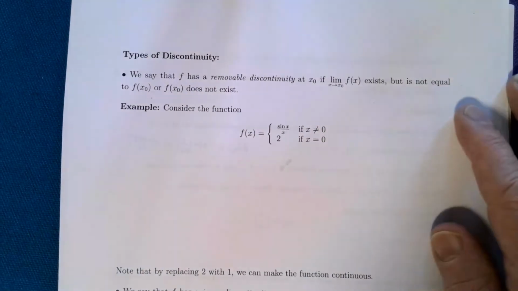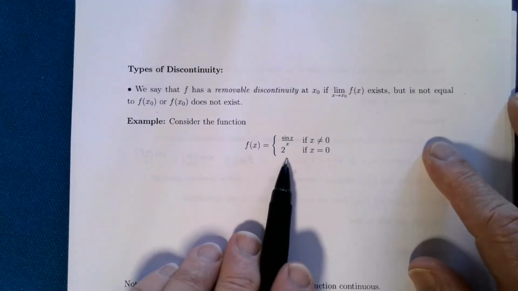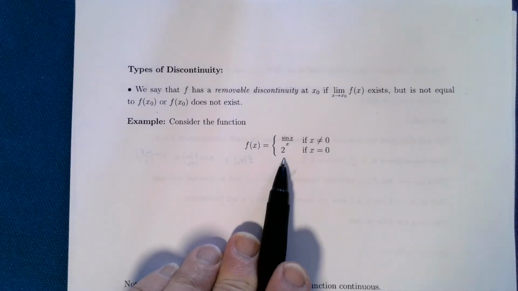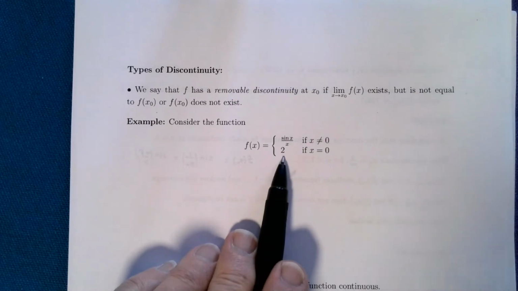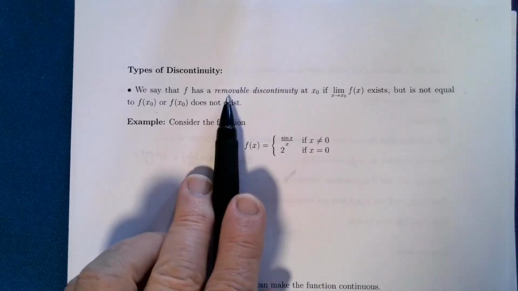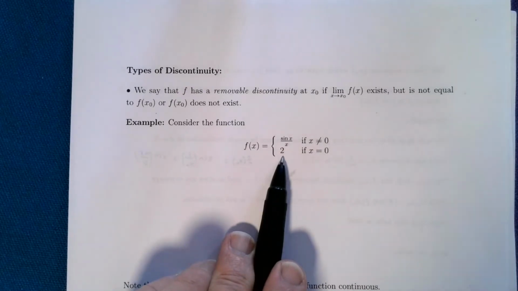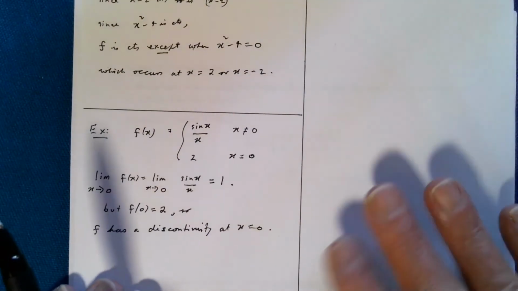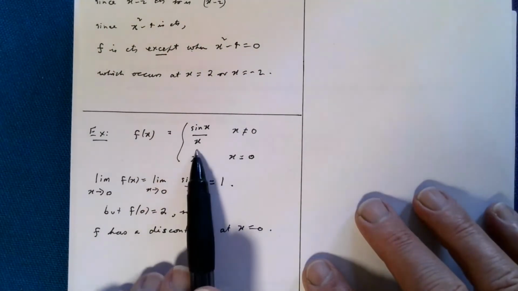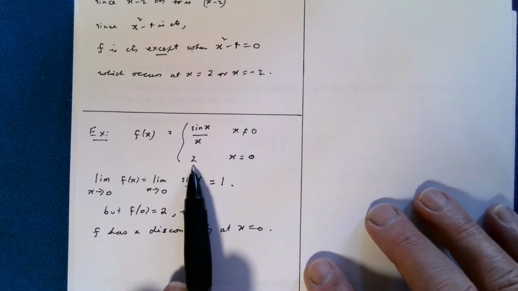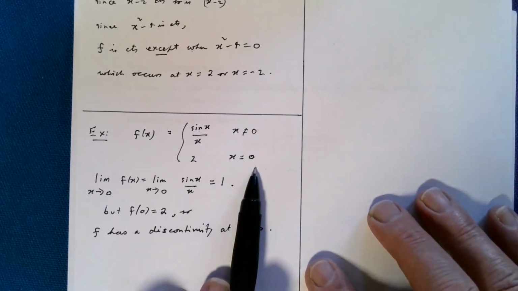So, for example, we're going to consider this function here, and we're going to show that this function is not continuous at 0. However, the discontinuity is a removable discontinuity. That is, I can redefine the function to make it continuous. Here's the solution of this. It's fairly straightforward. So I've got sine x on x when x is not 0, and 2 when x is 0.